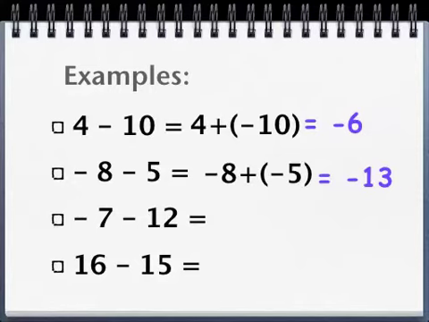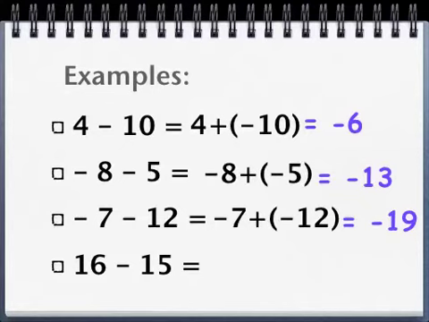Again, this third example, I'm going to go ahead and change the subtraction to adding a negative. So I'm going to have negative 7 plus a negative 12. Now I have the same sign. Both numbers are negative. So I'm going to add the numbers and keep the sign, which gives me a negative 19 as an answer.